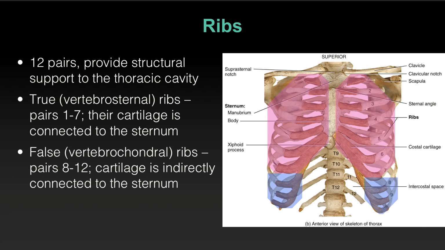They're still ribs. Most of them still have costal cartilages, but those that do not connect directly to the sternum connect to superior cartilages. They're vertebrochondral ribs. And you can see that on the infero-medial border of the rib cage here.